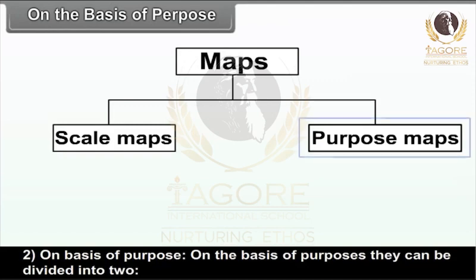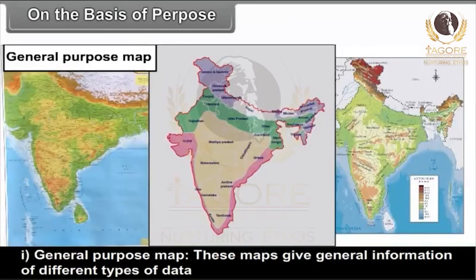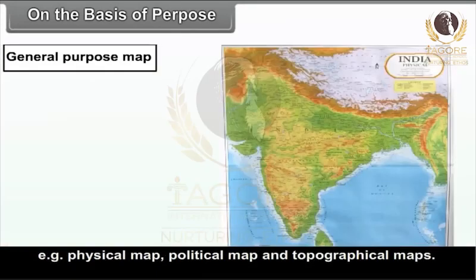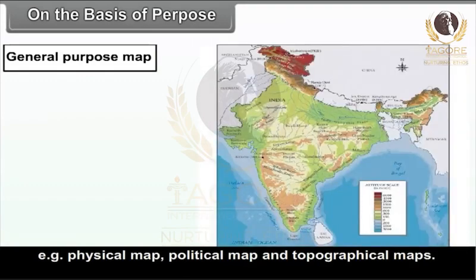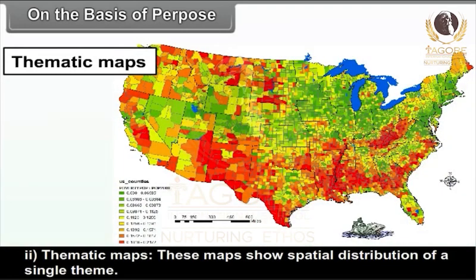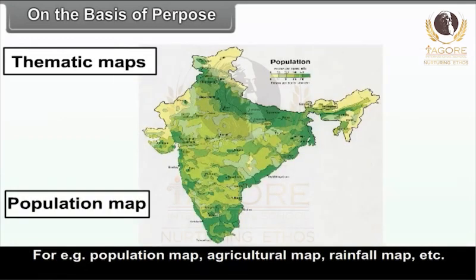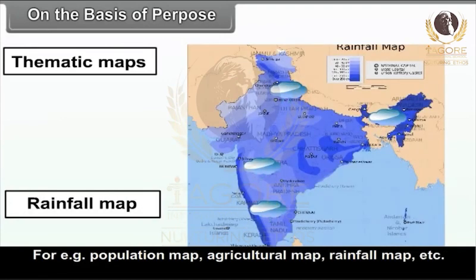On the basis of purpose. On the basis of purposes, maps can be divided into two. A general purpose map. These maps give general information of different types of data. For example, physical map, political map, and topographical maps. Thematic maps. These maps show spatial distribution of a single theme. For example, population map, agricultural map, rainfall map, etc.